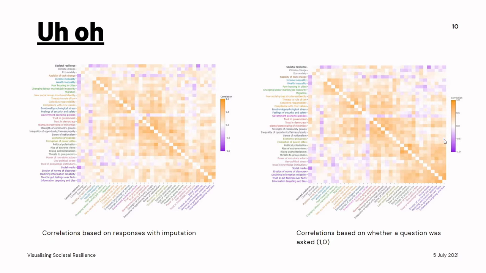The problem was, though, that as Beatrix raised this issue, she said, well, if you've removed a third of the questions from the data set, is your clustering just going to be reflecting that? And it was. So on the left, you can see correlations based on responses that we got, and on the right, you can see correlations based simply on whether or not a question was asked. So no values in there. That's just binary.